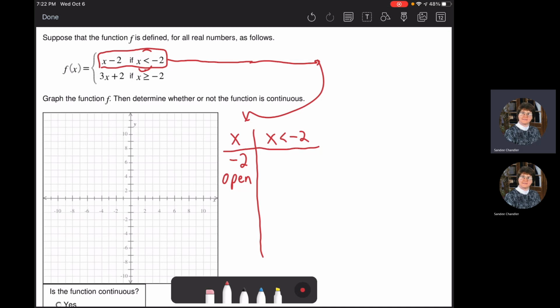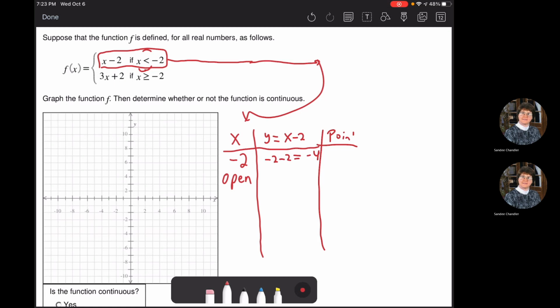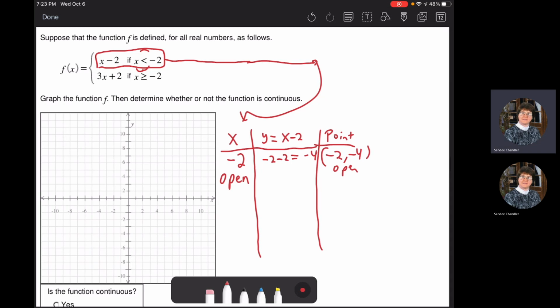So we're using x minus 2 as our y value. That's going to be -2 minus 2, which is -4. So that gives us the ordered pair -2, -4, but we know that's open. So -2, -4 is open.